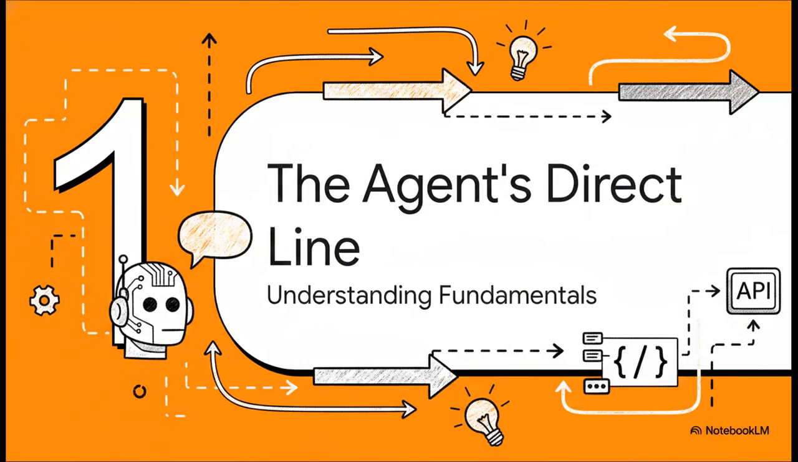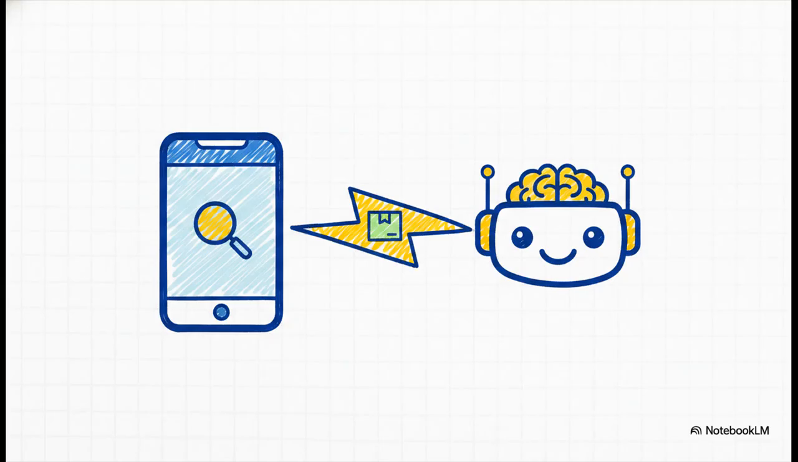Okay, first up, the agent's direct line. Before we write a single line of code, let's get a really solid picture of what this API call is actually doing behind the scenes. The easiest way to think about InvokeAgentRuntime is to picture it as a super fast, specialized messenger. Your application packages up a request, hands it off to this messenger, and boom, it gets delivered straight to the agent for processing. No middlemen, no detours, just a direct connection.